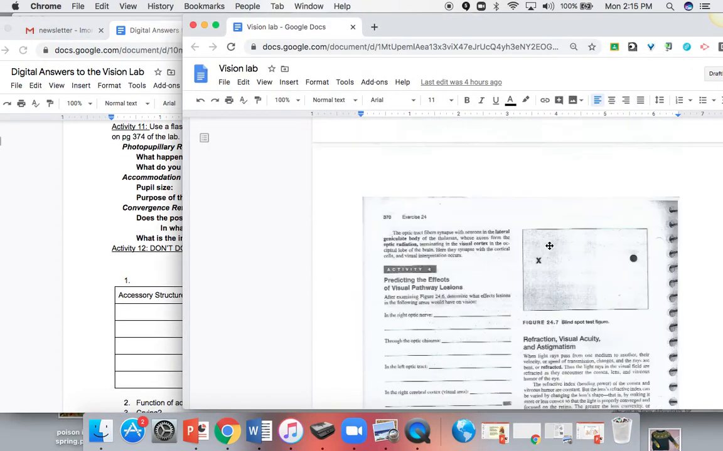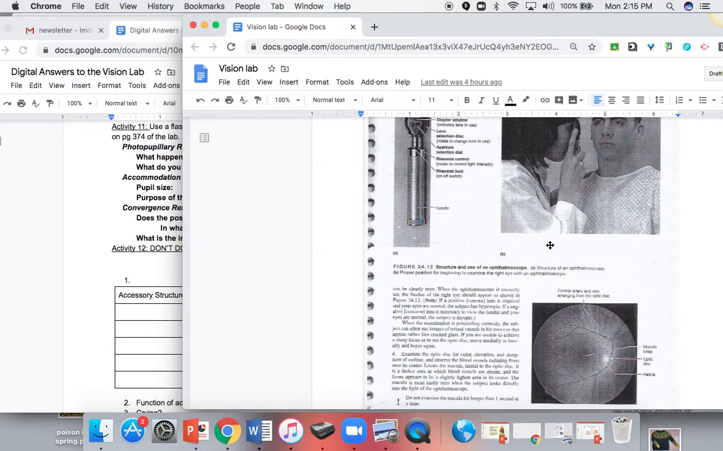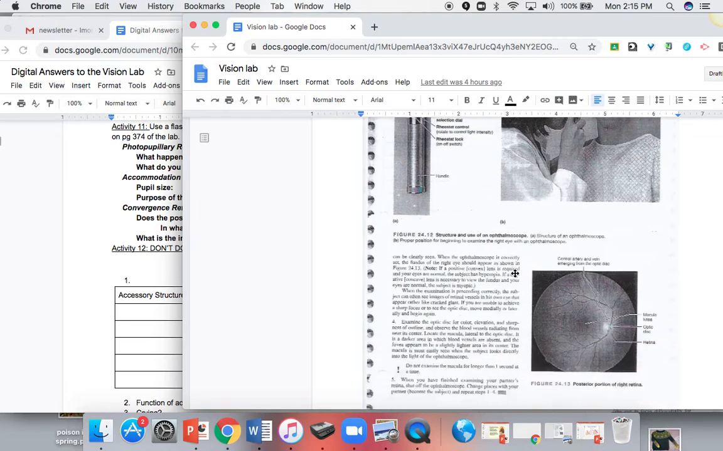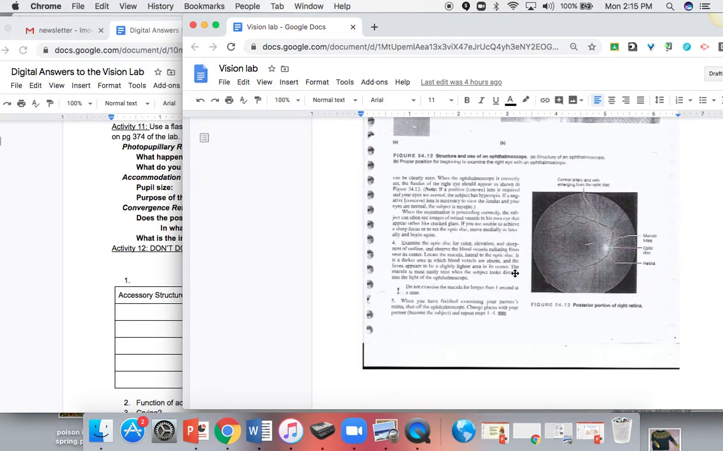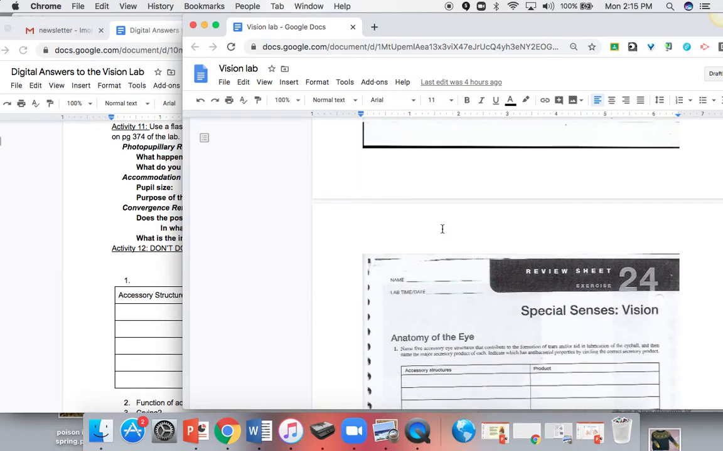As we scroll through, we are not going to do the ophthalmoscopic exam. I have an ophthalmoscope, and even I am not going to shine this in my children's or my husband's eye. See, do not examine the macula for longer than 1 second at a time. That's because that can cause visual damage, and that's not good. We don't want vision damage.